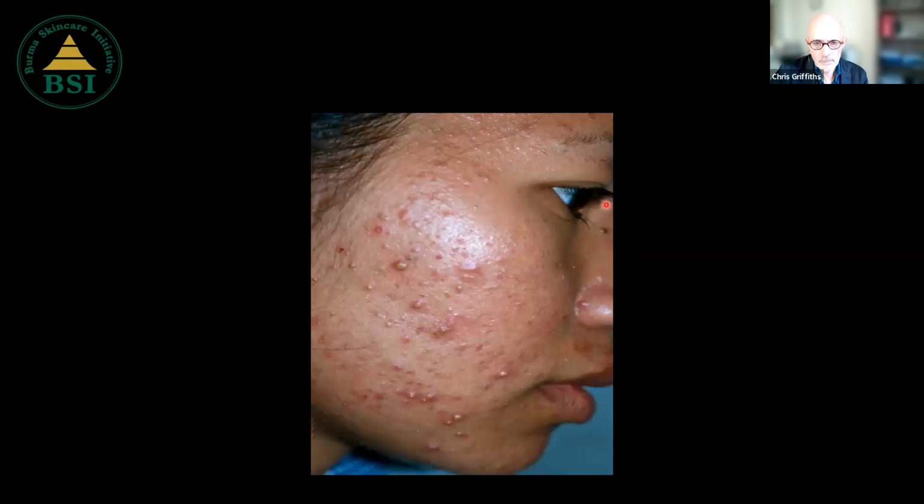Young woman. She's 16 years old. She's very concerned about this rash. Who wants to describe what they can see? There's lots of things to describe here.